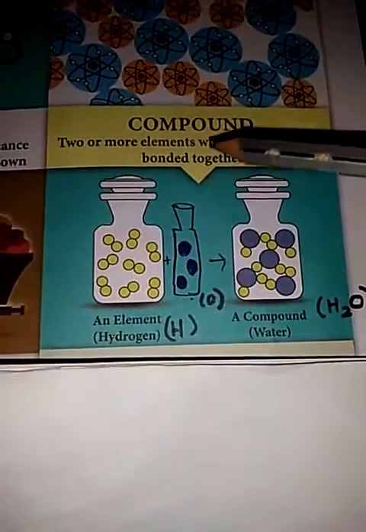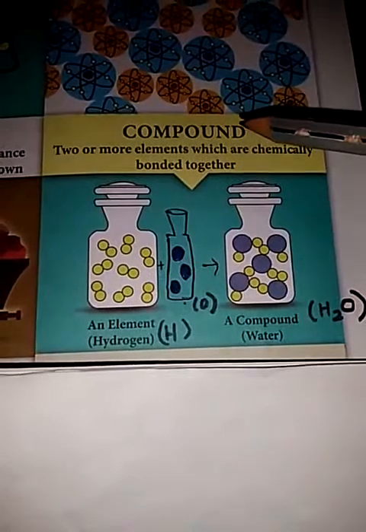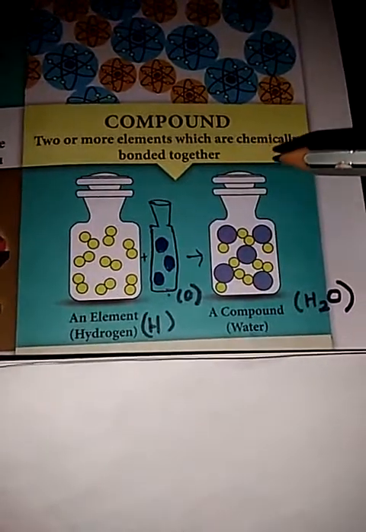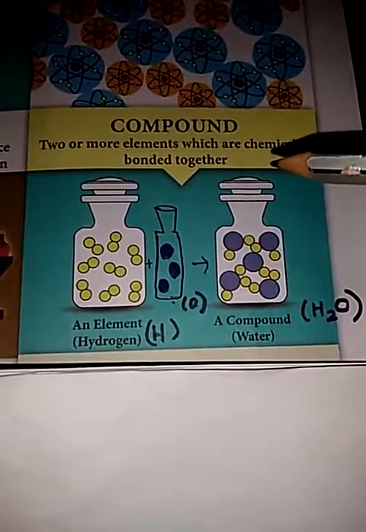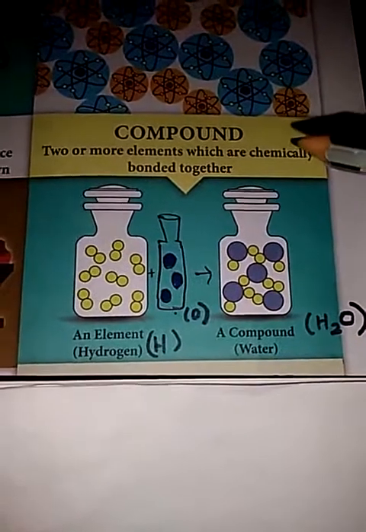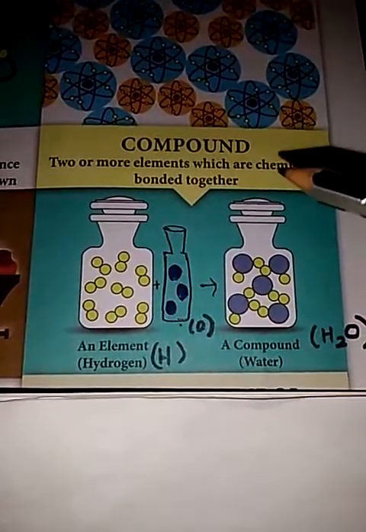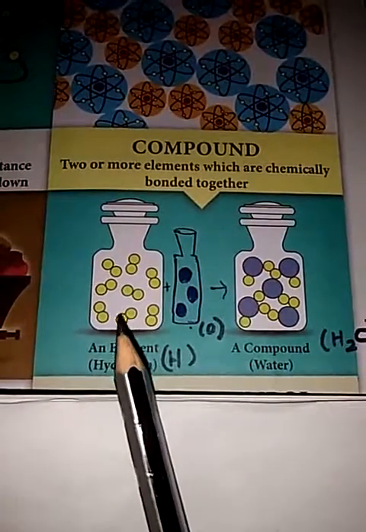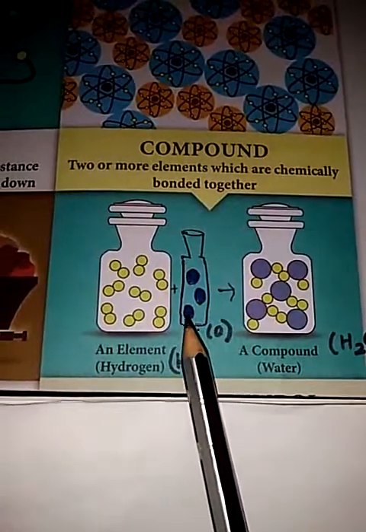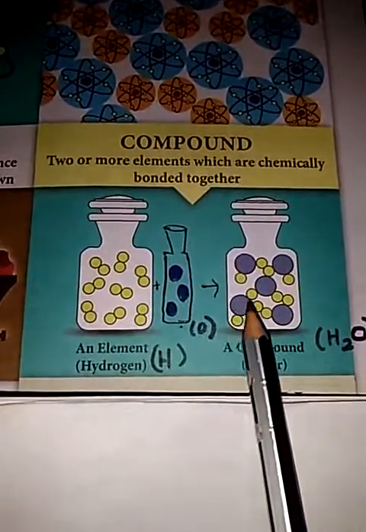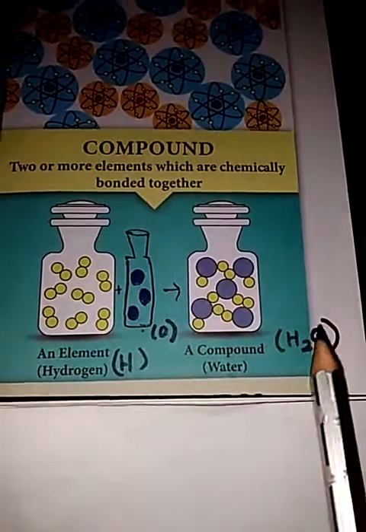Okay students, here we see compound. What is compound? A compound is two or more elements combined chemically in definite proportions. We see an element H, hydrogen. Here we see element oxygen. The two elements combined, we have a compound, water, H2O.